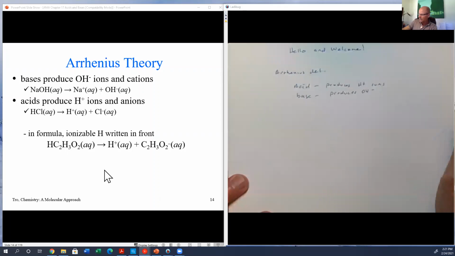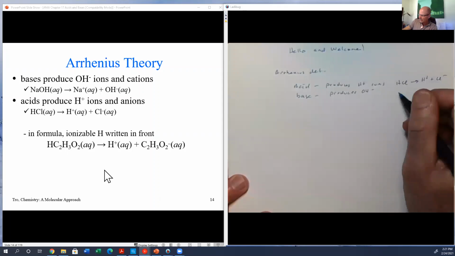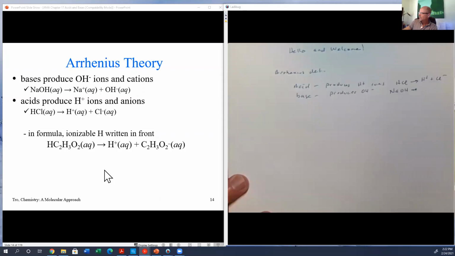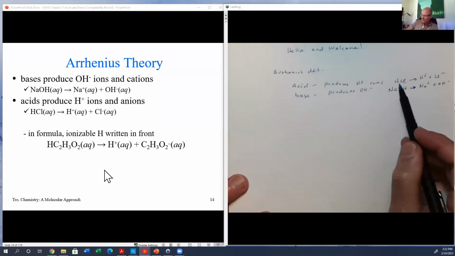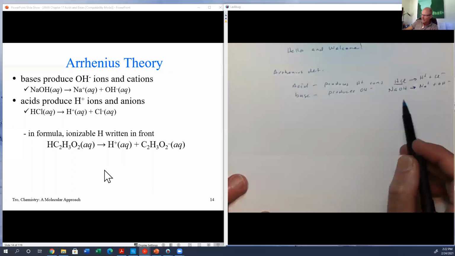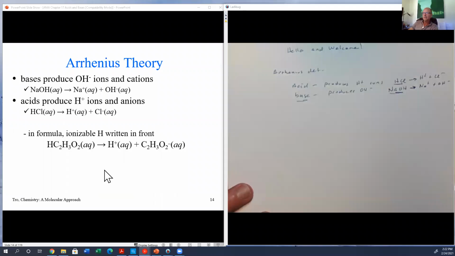OH- ions. An example of an acid would be hydrochloric acid, which when you put it in a solution forms H+ plus Cl-. An example of a base would be NaOH. When you put that in a solution, it produces Na+ plus OH-. So HCl is a classic Arrhenius acid, and sodium hydroxide is a classic Arrhenius base.